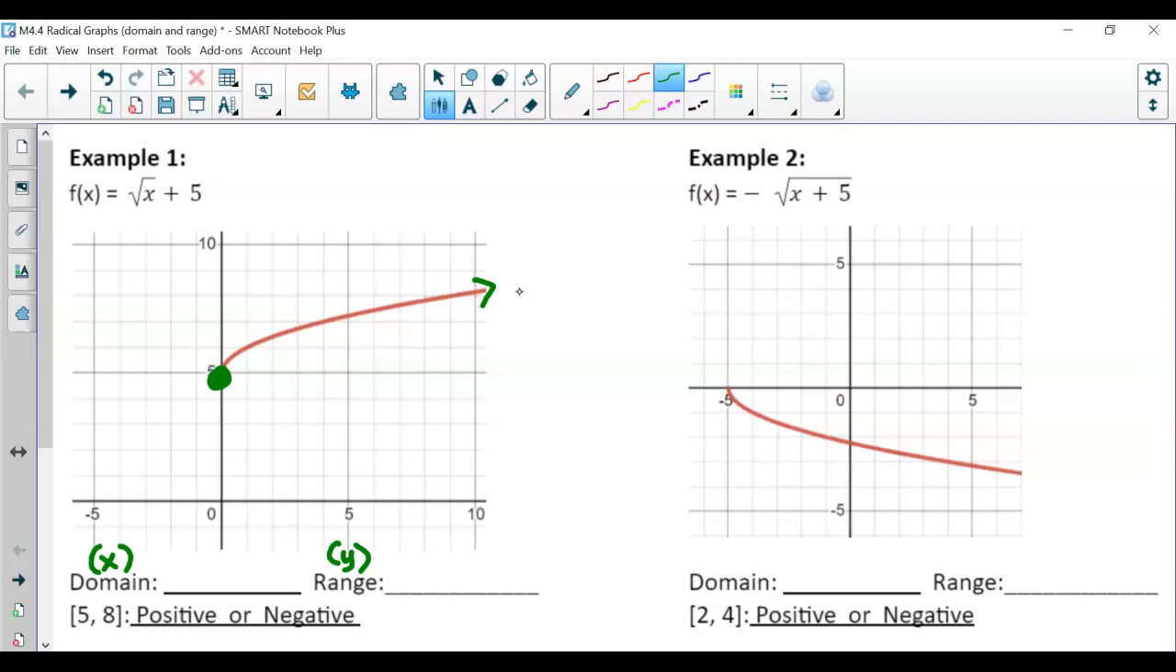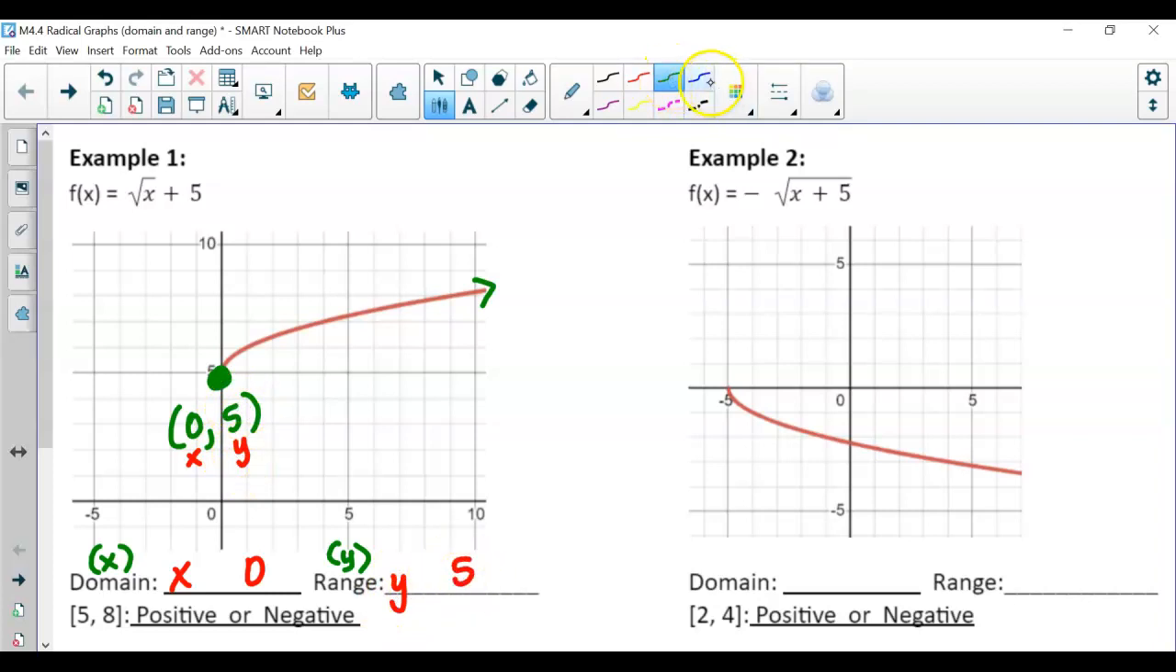So to identify the domain and range, we need to identify the starting point. The starting point right now is here at 0, 5. Notice how this is our starting x value, this is our starting y value. That is the starting values for the domain and range. So again, the domain is the x values, which are starting at 0. The range is the y values, which is starting here at 5.